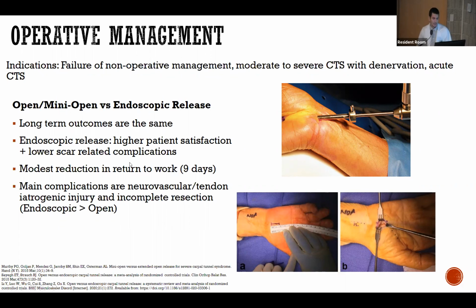The main complication for both of these procedures is incomplete resection of the transverse carpal ligament, as well as iatrogenic injury to the nerves, like I discussed before, or the tendons. On meta-analysis, these tend to be higher in patients undergoing endoscopic release than open. So usually it's a relative risk of about 2.38 of a neuropraxia with the endoscopic technique. And just to go back to scar tenderness, it's a little lower, about 0.73 on meta-analysis.